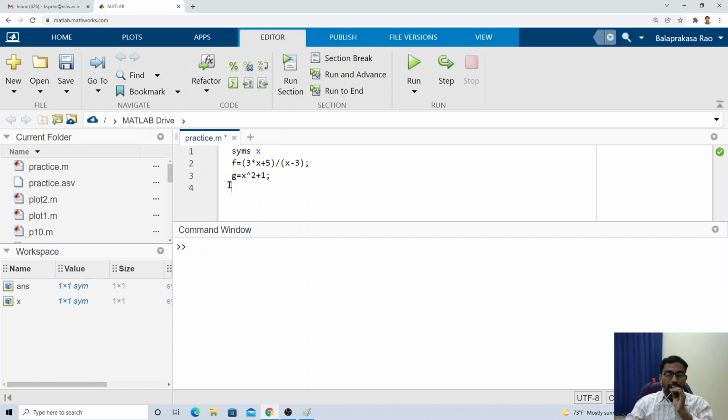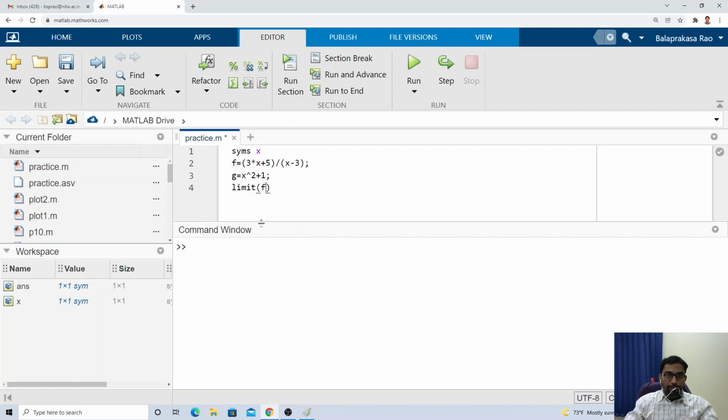What is the limit as x extends to 0 of f of x plus g of x, f of x times g of x, or the limit as x extends to some value of f of x by g of x. All these properties can be cross checked. Let me check at least one property. Let me check first.